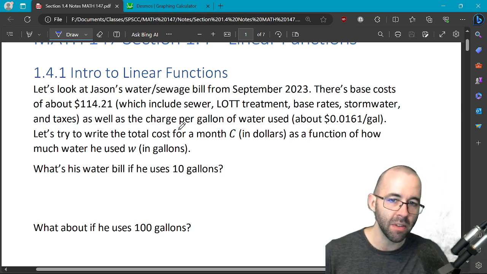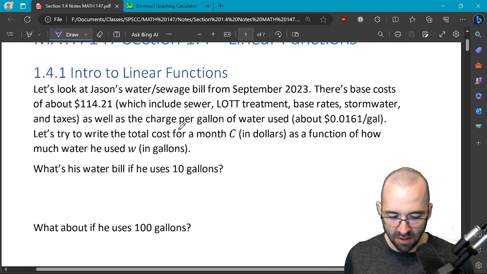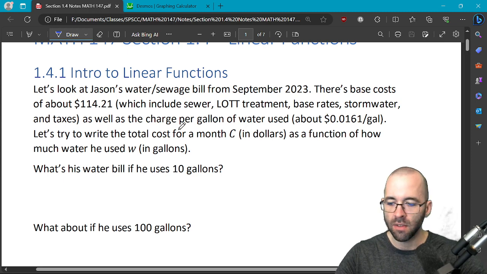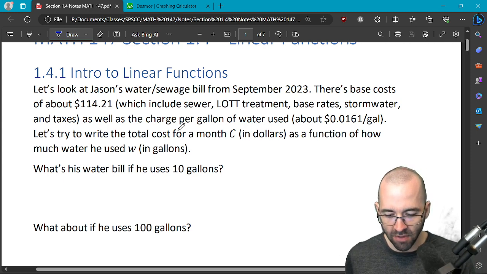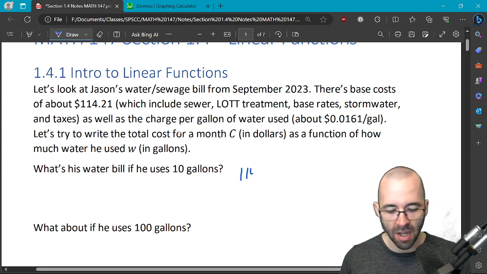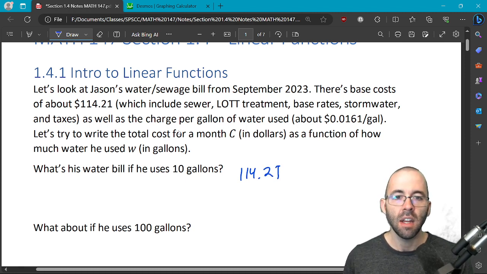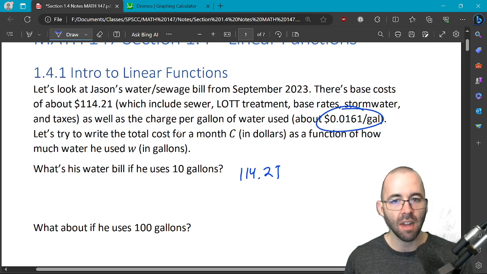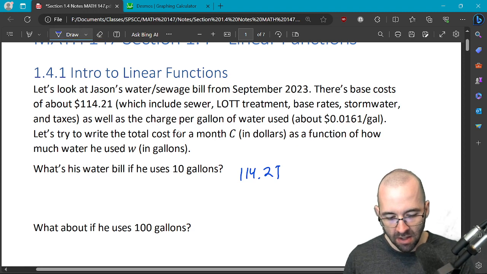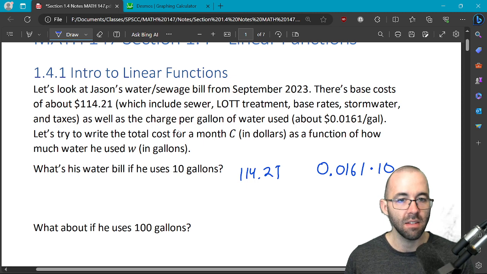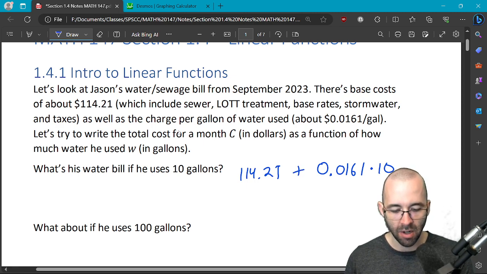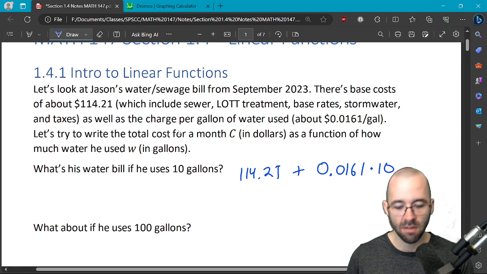What is my water bill if I only use 10 gallons of water? Well, there's two charges, right? There's a charge that I always have to pay of $114.21. And then there's a charge for the water usage. Well, if it's this much every gallon and I'm using 10 gallons, then it's going to be 0.0161 times 10. All right, and we're going to add these charges together.